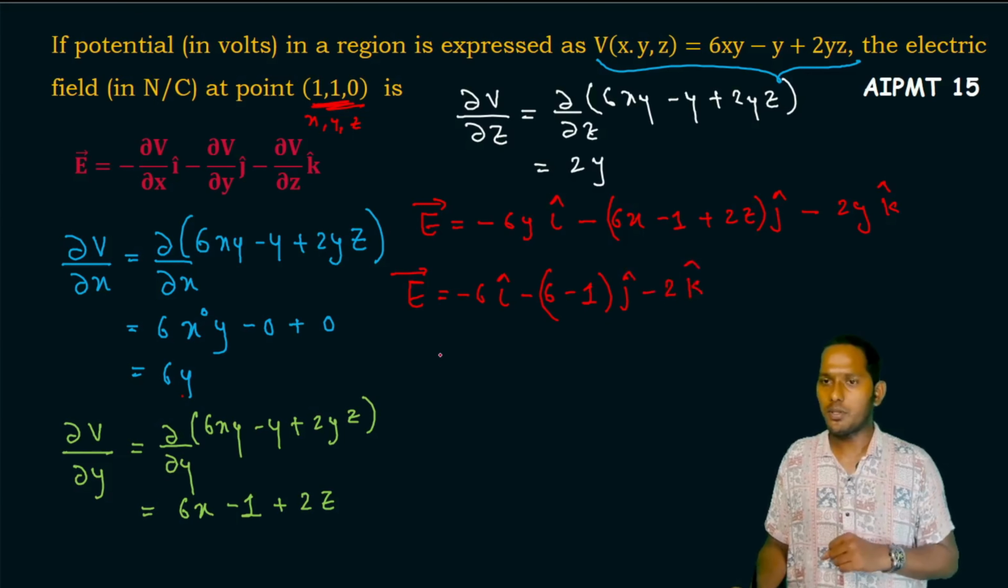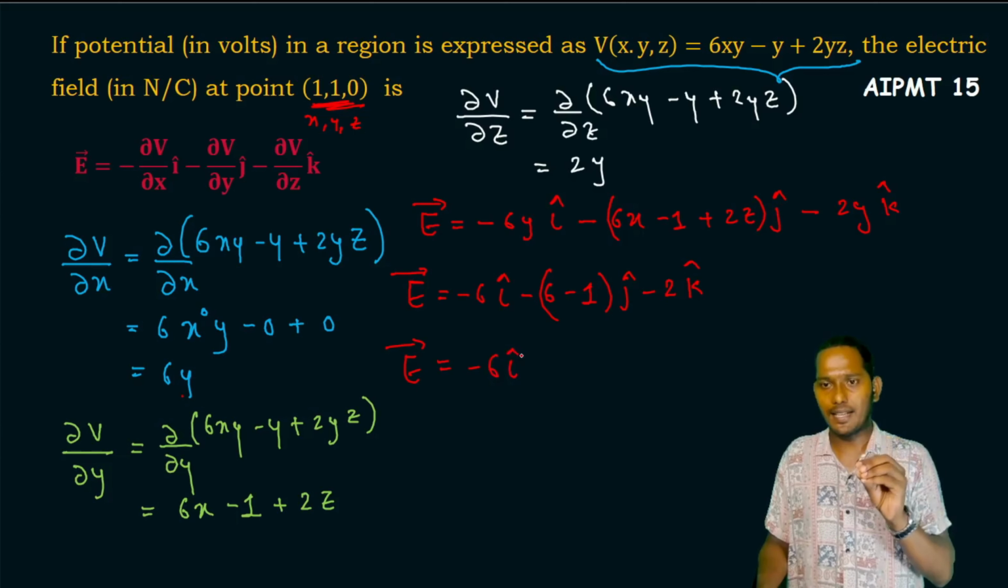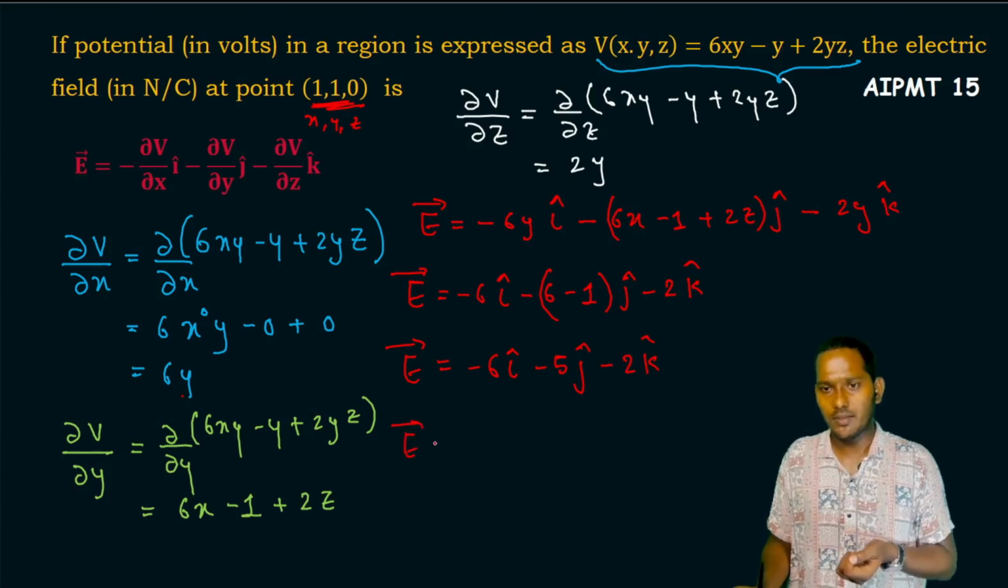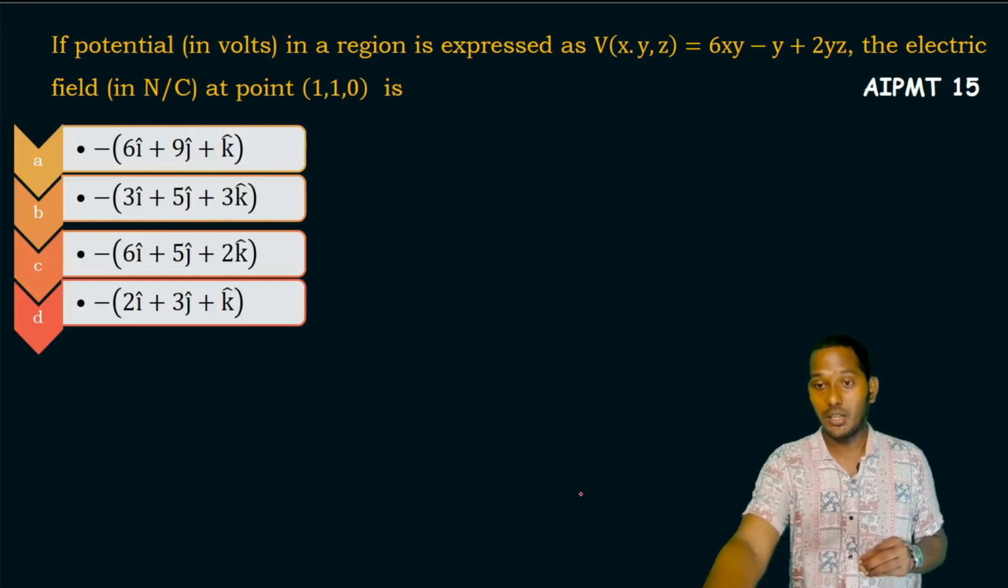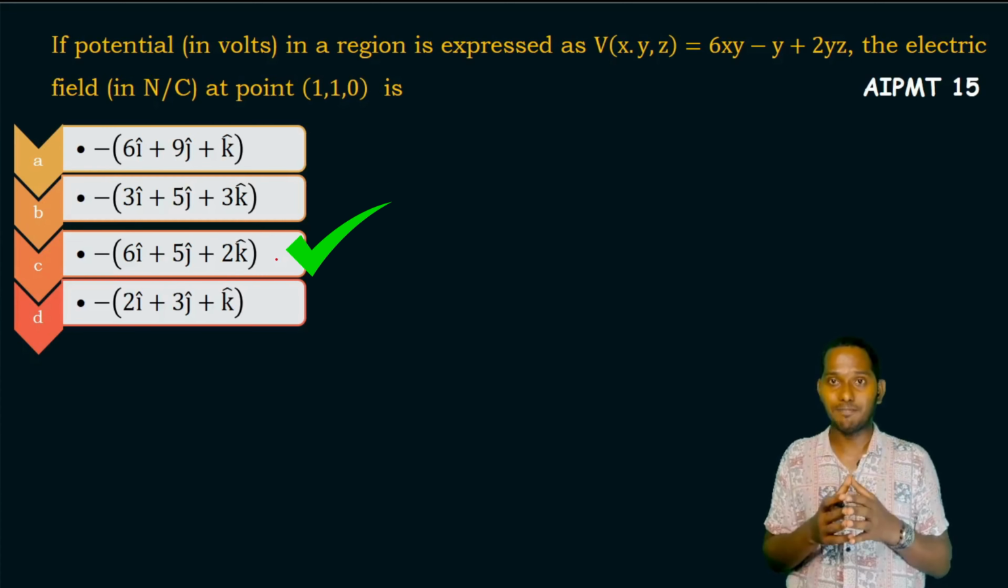So when you open it up, students, I can say that electric field E will be equal to minus 6 I cap, and here again minus 5 j cap and minus 2 k cap, right? So if I want, I can also write this electric field as minus bracket 6 I cap plus 5 j cap plus 2 k cap, and this is the answer I'm having for this question. If you just go and check, the correct answer that you see here is option C. That's the correct answer for this.